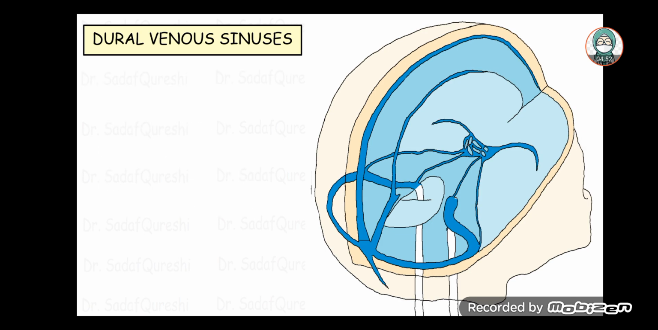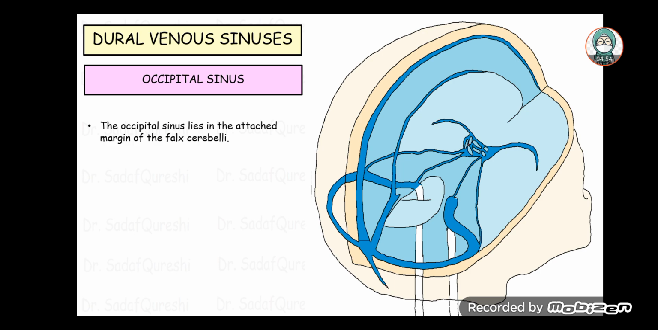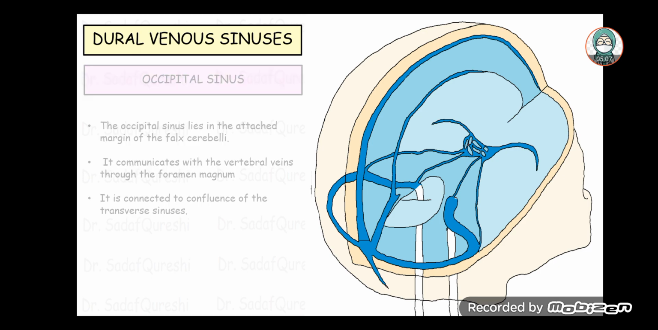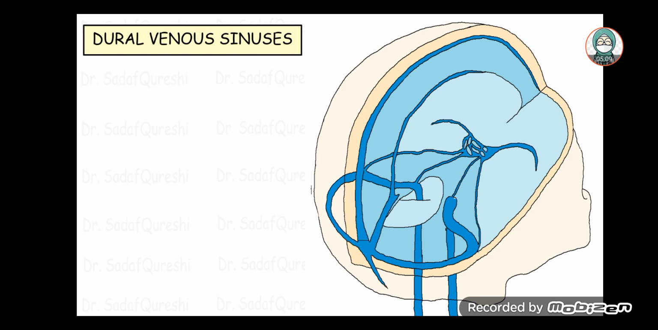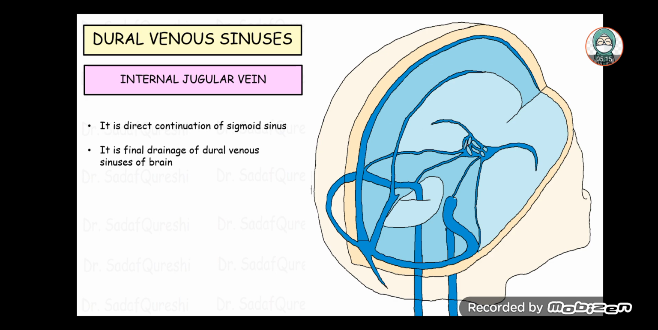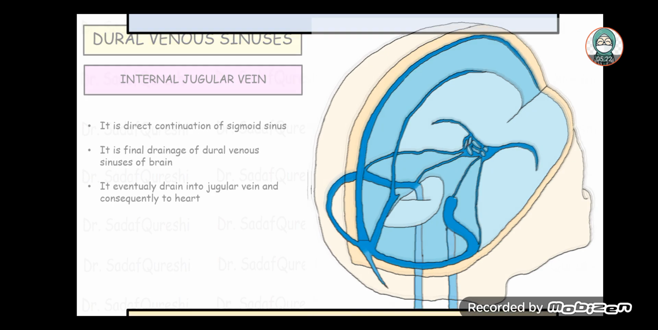Next sinus we have is the occipital sinus. The occipital sinus lies in the attached margin of falx cerebelli. It communicates with the vertebral veins through the foramen magnum. It is connected to the confluence of sinuses. Then we have the internal jugular vein, that is a direct continuation of the sigmoid sinus and is the final drainage of the dural venous sinuses of the brain. It eventually drains into the jugular vein and consequently to the heart.